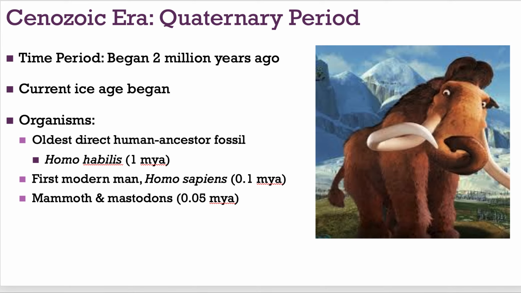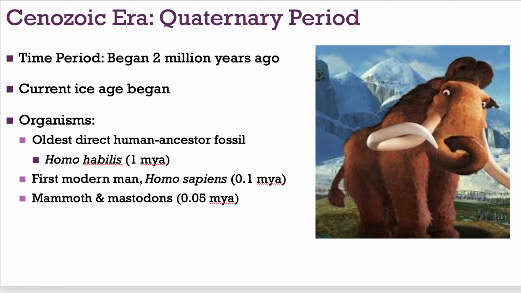All right, and then lastly, we've got the Quaternary period of the Cenozoic era, which began about 2 million years ago, and is when the current ice age actually began. And there were the oldest direct human ancestor fossils, which were 1 million years ago, and then the first modern man, Homo sapiens, was 0.1 million years ago. And then there were also the mammoth and the mastodons of 0.05 million years ago. But that is it for our brief overview.